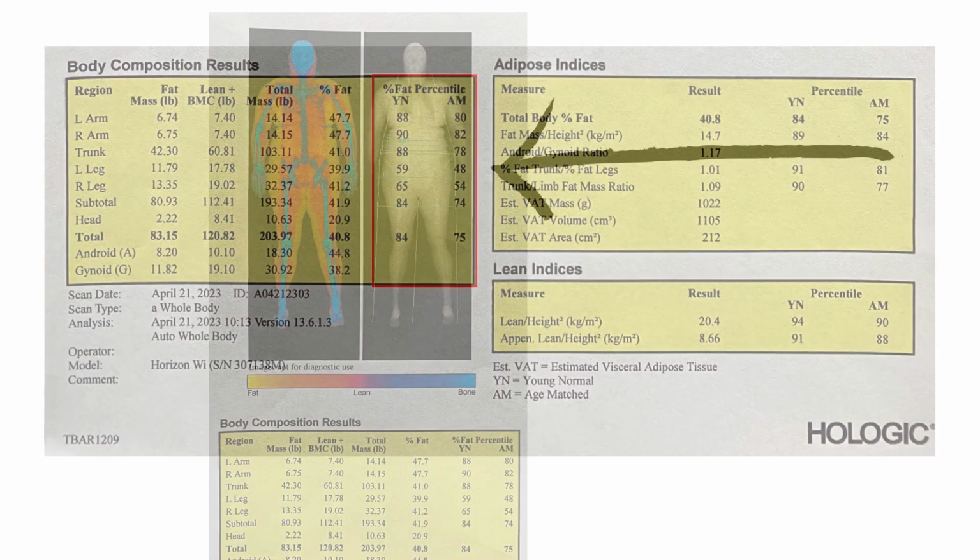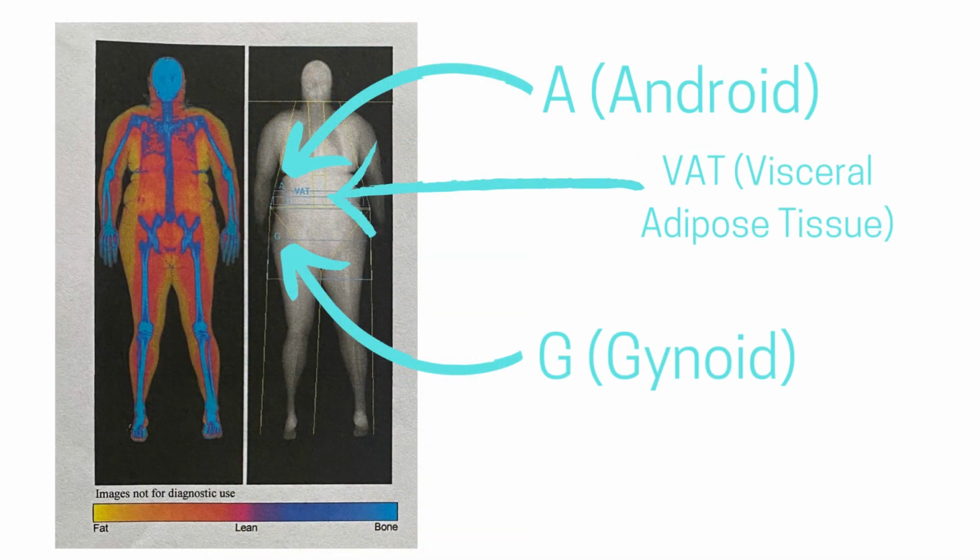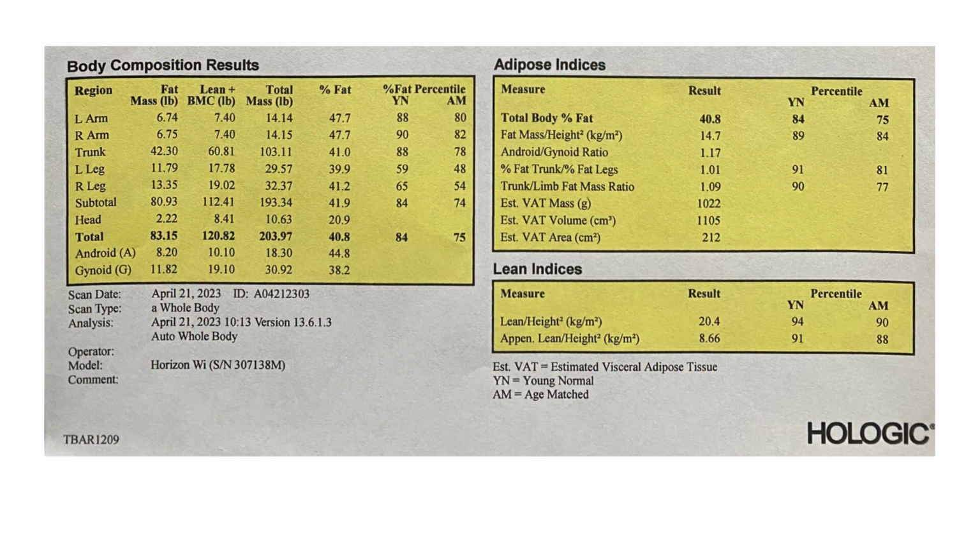If you look at the black and white image on this same page where you can see your lungs, you're going to see a couple different boxes written in a very light blue. It's going to have an A, a G, and a VAT box. Now, in this yellow box that we're looking at, you're going to see at the very bottom it says android with an A next to it and gynoid with a G. Those are just additional regions that the DEXA scan has analyzed and given you the fat, lean tissue, mass, and body fat percentage for as well. And I'll get back to the VAT in a moment.